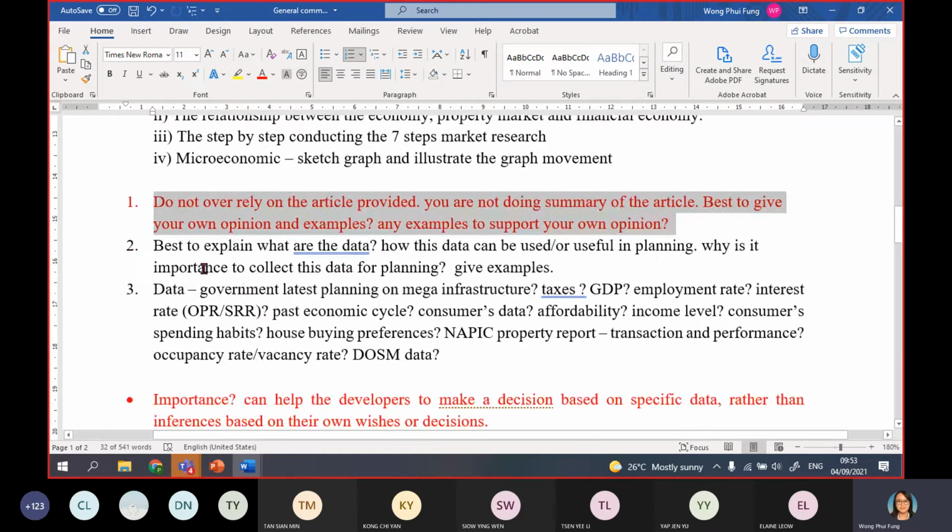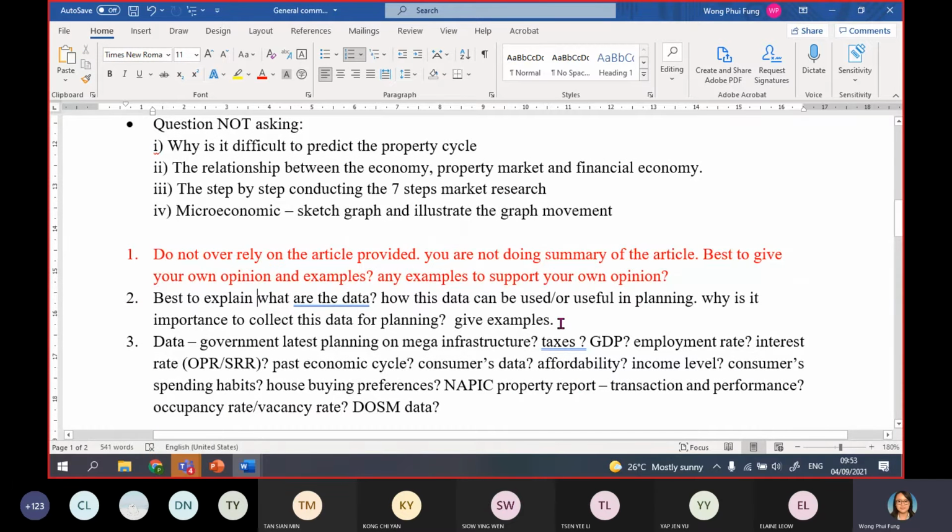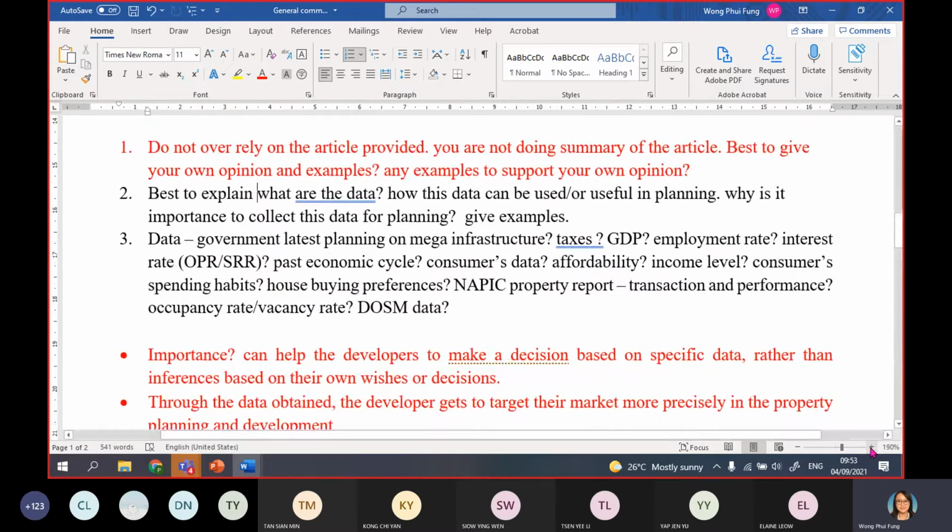So the best answer, as I mentioned, is that you have to explain what the data are, how the data is useful in planning, and why it is important to collect this data for planning. Give examples. The data here can be in many forms. Some of the answers are actually quite good. You know what the data are and you are able to give examples. Some more, I can see that you are able to link to practice. That one will be a good answer, I would say.